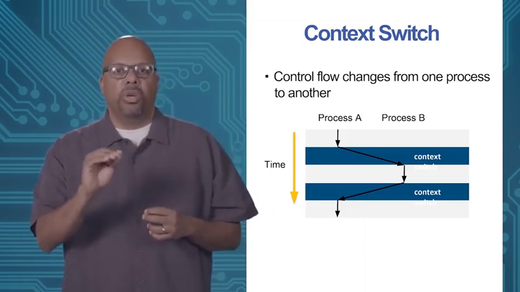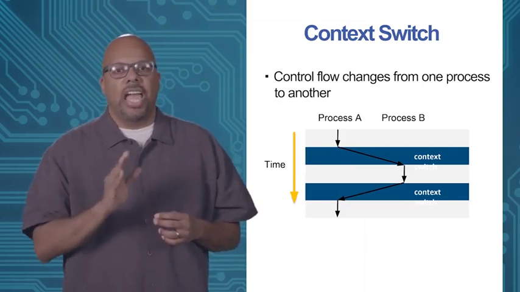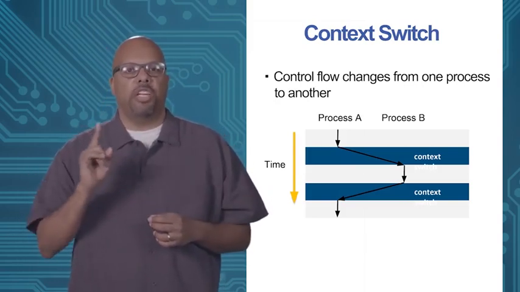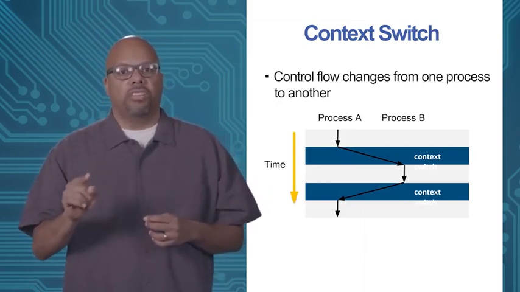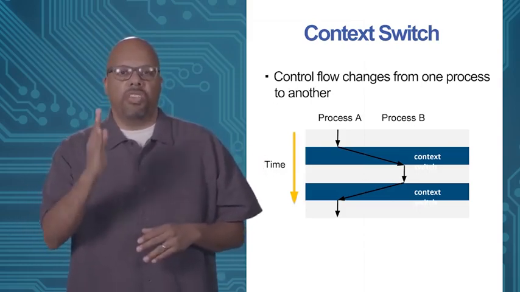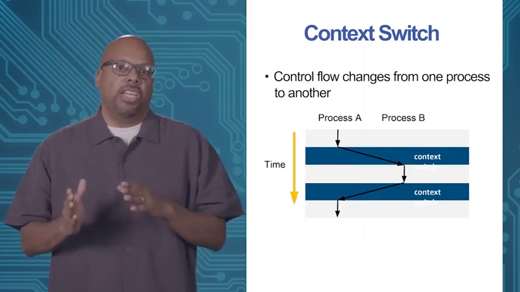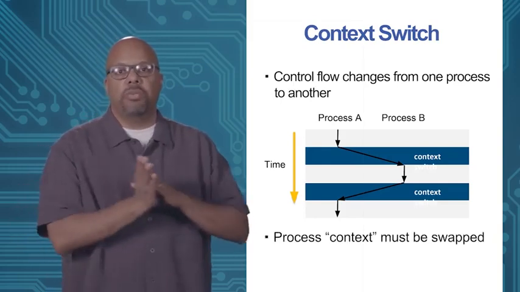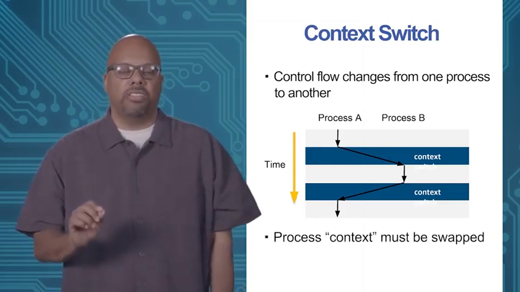Then there's this blue area labeled context switch, and that's where it's switching from process A to process B. That's the operating system changing from process A to process B. Then you can see process B runs, that vertical line under process B, and then there's another context switch from process B back to process A. Again, that's the operating system.